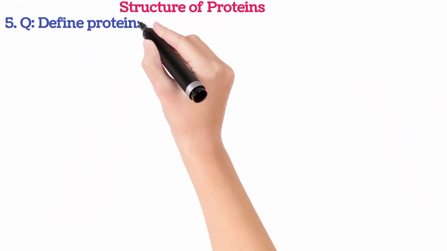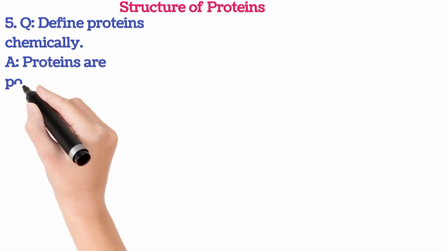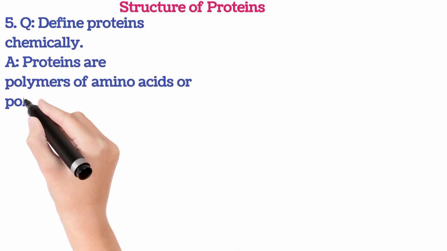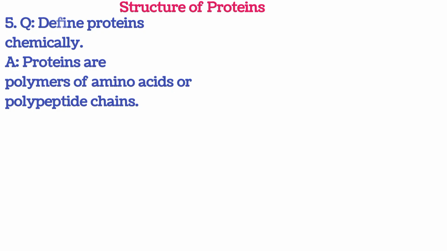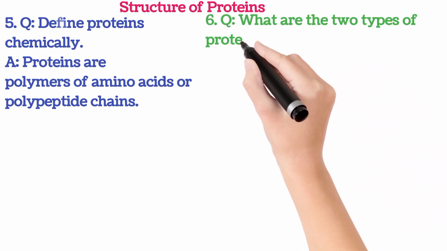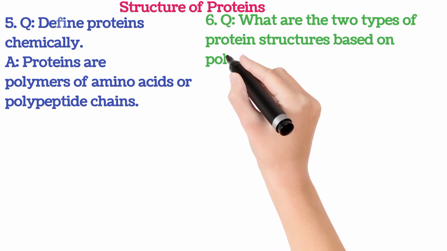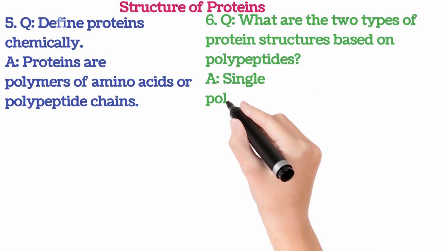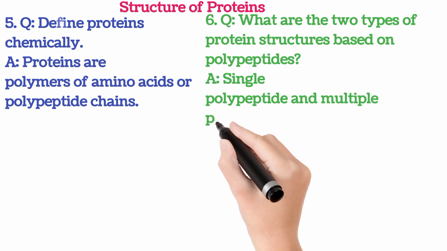Structure of proteins. 5. Define proteins chemically. Proteins are polymers of amino acids or polypeptide chains. 6. What are the 2 types of protein structures based on polypeptides? Single polypeptide and multiple polypeptides.